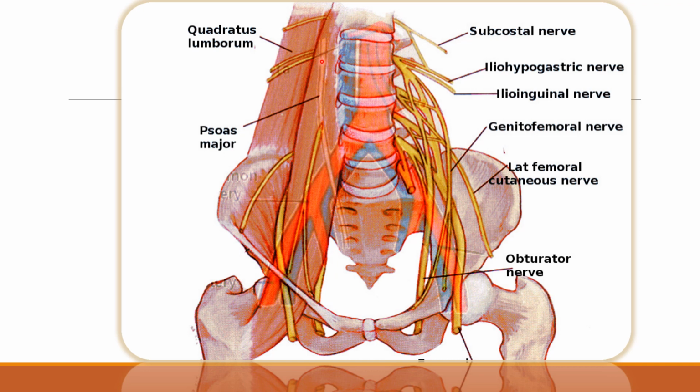The next one is the ilioinguinal nerve. This is a smaller branch arising from the L1 nerve root and it is said to be a collateral branch of the iliohypogastric nerve. Why? Because it runs parallel to the iliohypogastric. This also lies along the lateral border of the psoas major muscle. It pierces the transverse abdominis muscle and also the internal oblique muscle. After piercing the internal oblique muscle, it enters the inguinal canal.